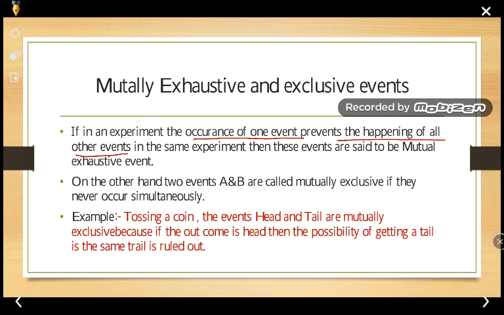Example: tossing a coin. The events head and tail are mutually exclusive, because if the outcome is head, then the possibility of getting a tail is ruled out. ठीक है ना? So if we are going to toss a coin and we get the head, it means you will not get the tail. So here you can say that the occurrence of head prevents the happening of the tail. One event prevents the happening of the other event. Thus that type of event is said to be a mutually exhaustive event.